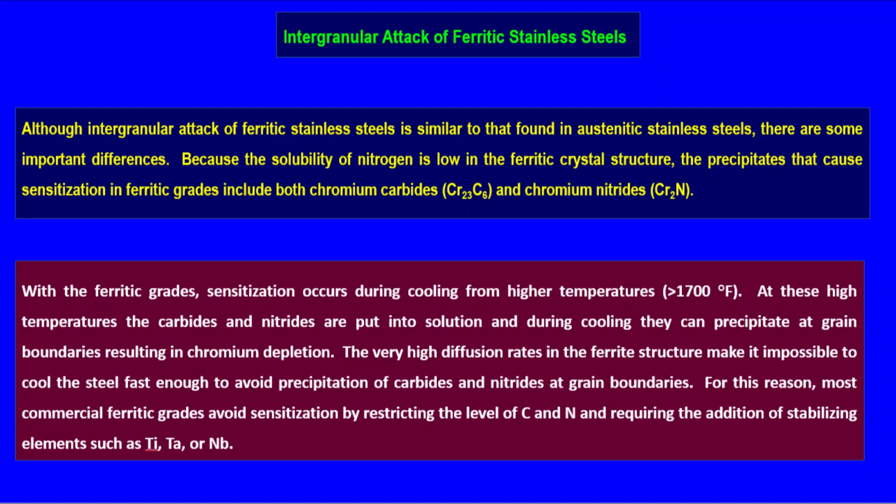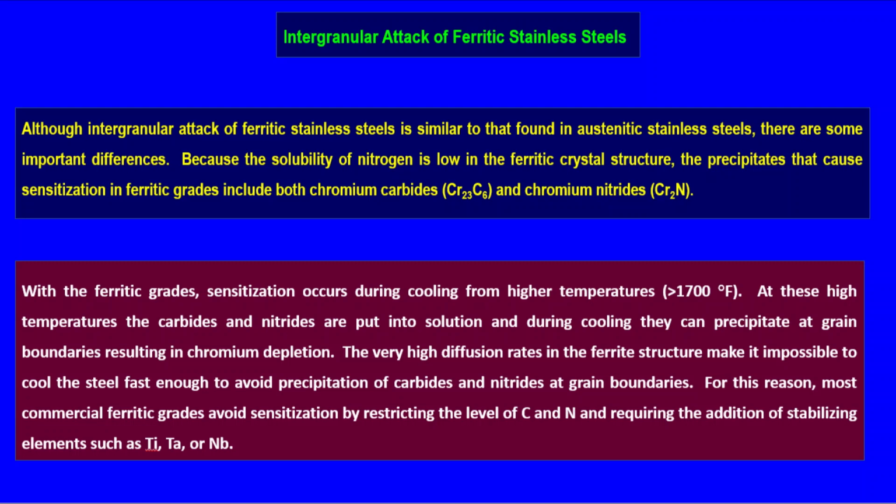Intergranular attack of ferritic stainless steels. Although intergranular attack of ferritic stainless steels is similar to that found in austenitic stainless steels, there are some important differences. Because the solubility of nitrogen is low in the ferritic crystal structure, the precipitates that cause sensitization in ferritic grades include both chromium carbide, Cr23C6, and chromium nitrides, Cr2N.